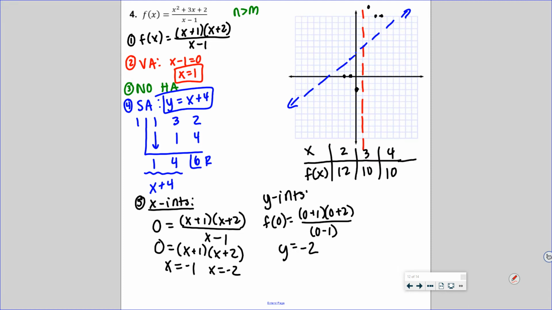Maybe let's do one more. What about me do 5? I didn't do this one yet. I could do this in my head, but I'm just going to quickly do it in my calculator. 25 plus 15 plus 2 divided by 4. 10 and a half.